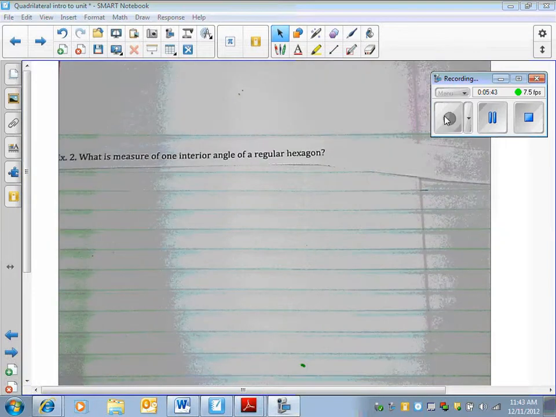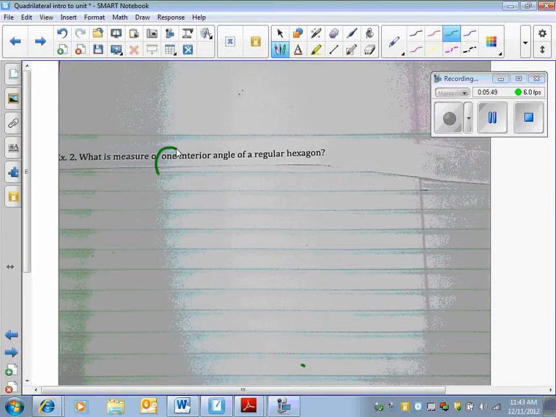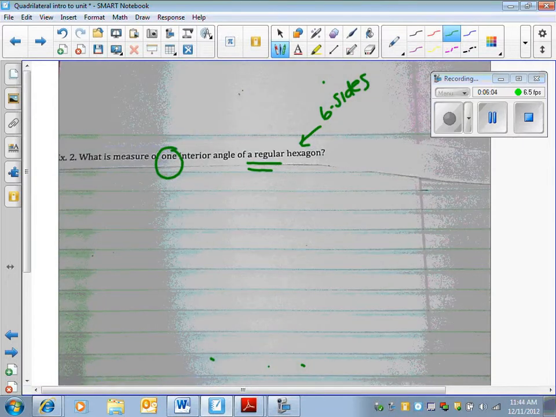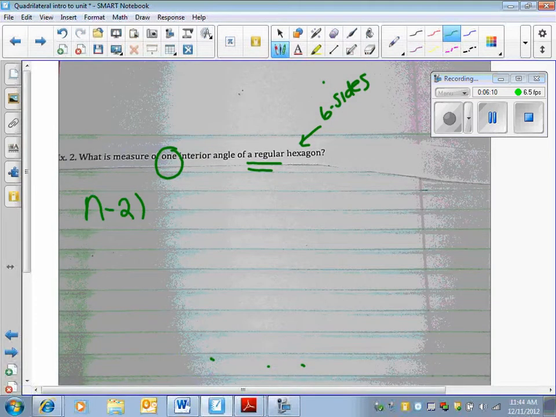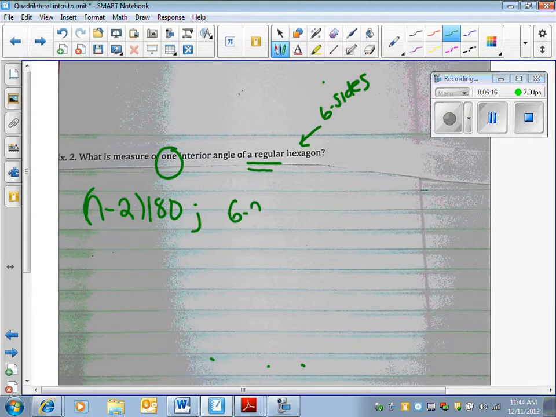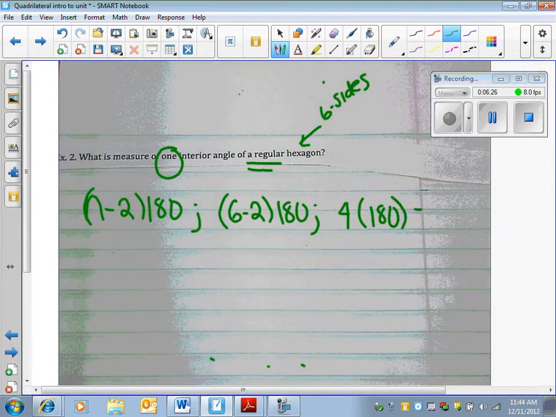Okay, my next question. I always make sure I read my directions very carefully. It says, what is the measure of one interior angle of a regular hexagon? I would write a note, 6 sides. Well, wait a minute. What I think about is, what do I know? Well, I know I can figure out the sum of the angles, which is n minus 2 times 180, which is 6 minus 2 times 180, which is 4 times 180, which is 720.